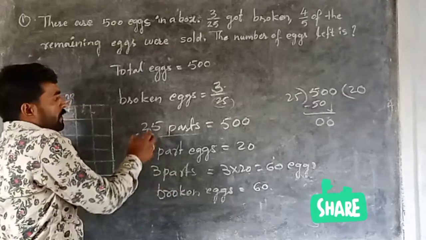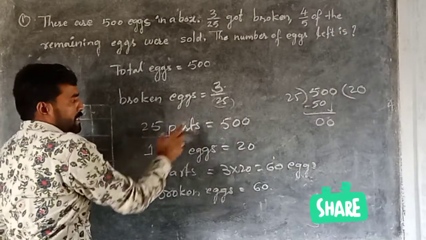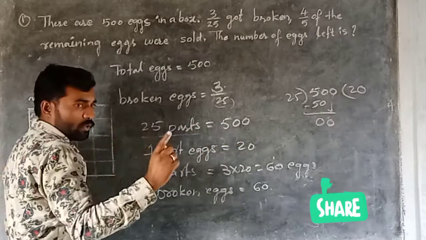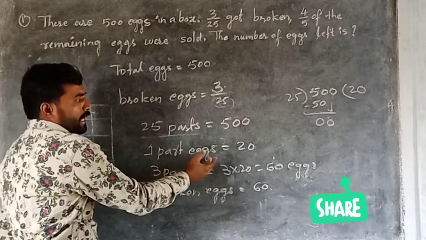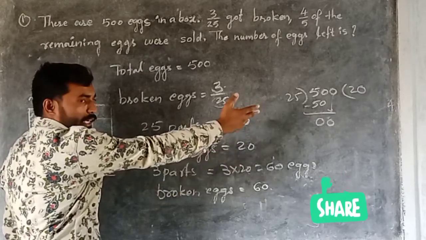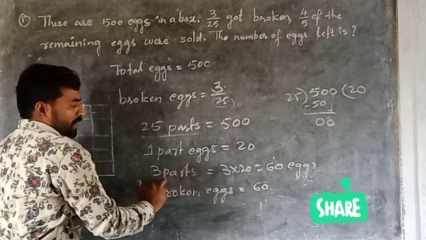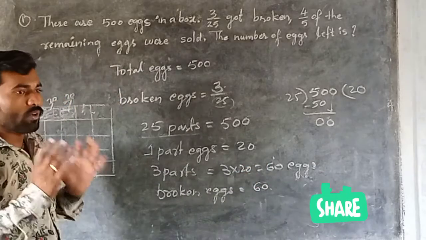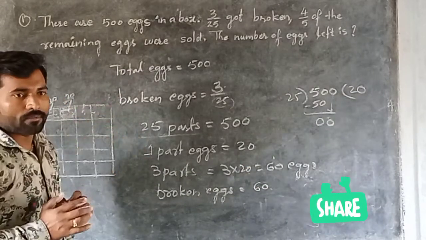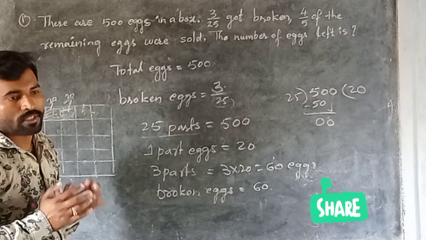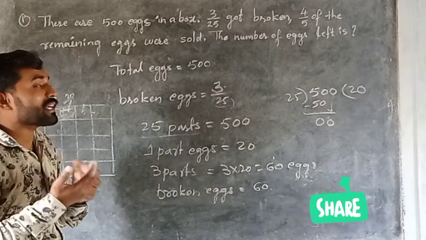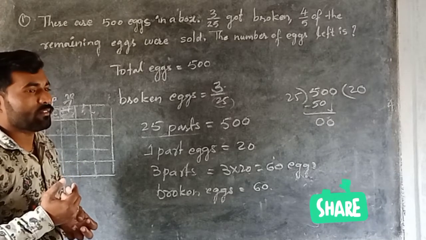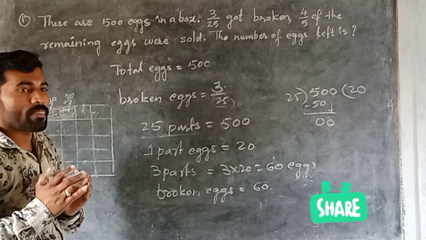To find out that, see, total parts are 25. 25 parts means equal to 500. Then you want to know one part value. Then one part x are equal to 20. You have to do the division. You will get 20. Then 3 parts means 3 into 20. 3 20s are 60. You know that total x are 500. How many x were broken? 60 x were broken. That means how many x are not broken? 440. 440 x are not broken.